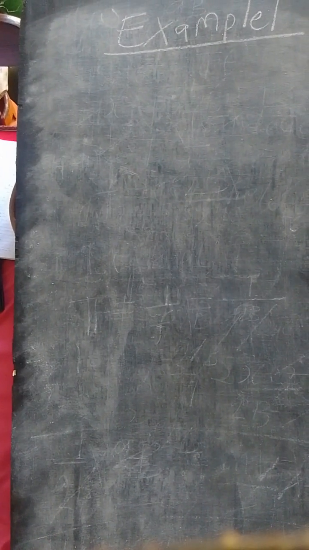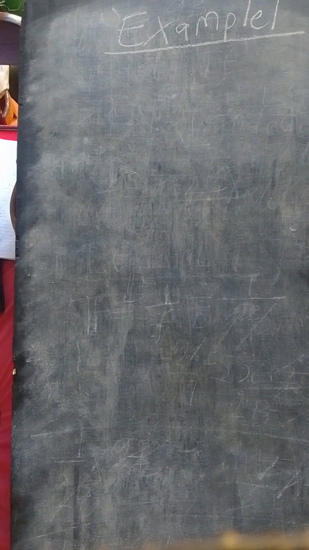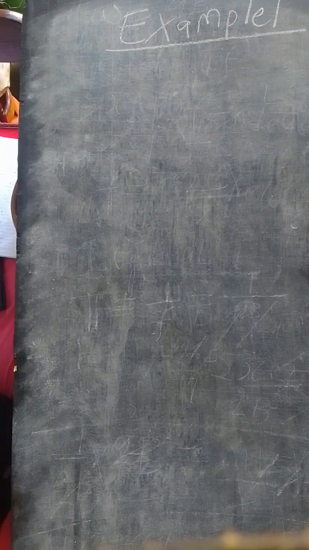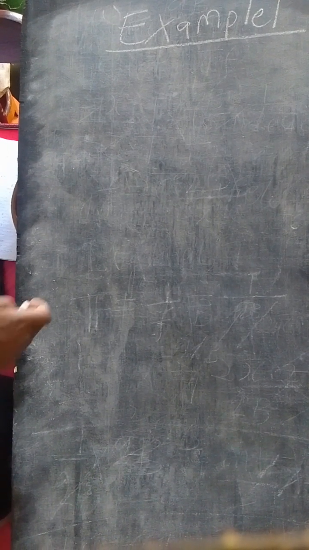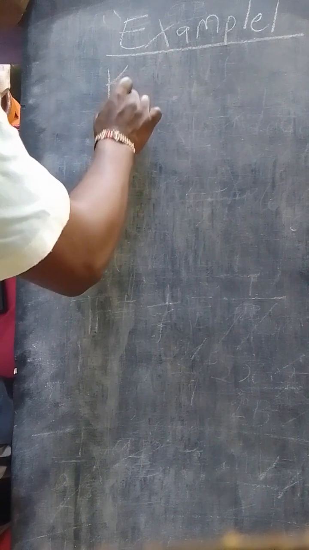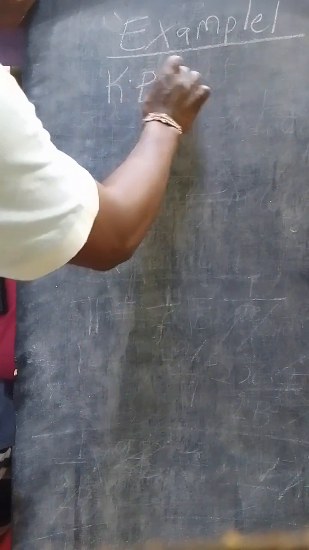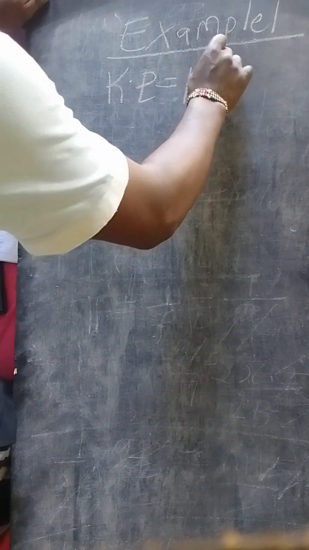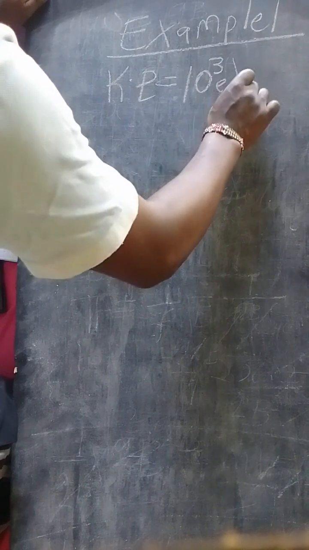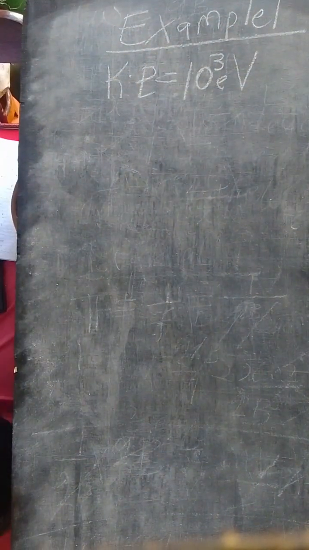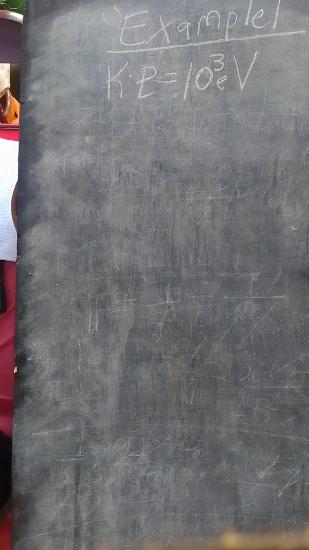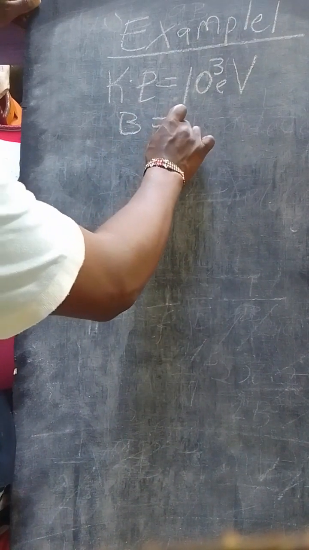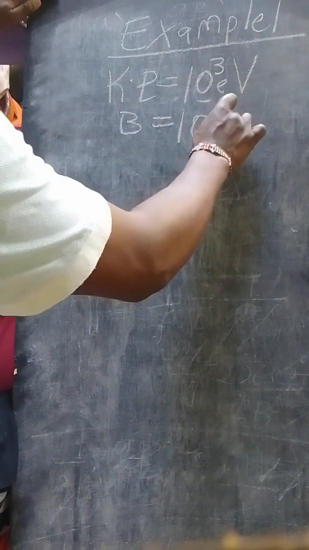Let's do one example of what we've been doing. We see whether we are understanding. So here is an example: an electron with kinetic energy of 10 to power 3 electron volts moves perpendicular to the lines of a uniform magnetic field, and the magnetic field we've been told is equal to 10 raised to power negative 4 Tesla.